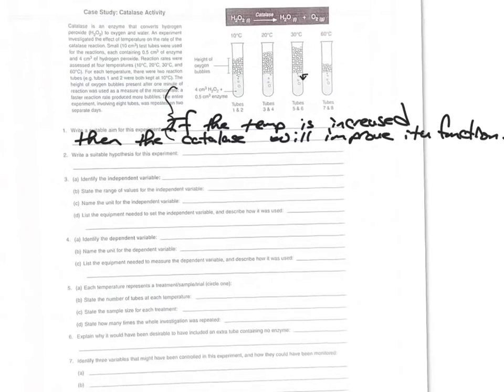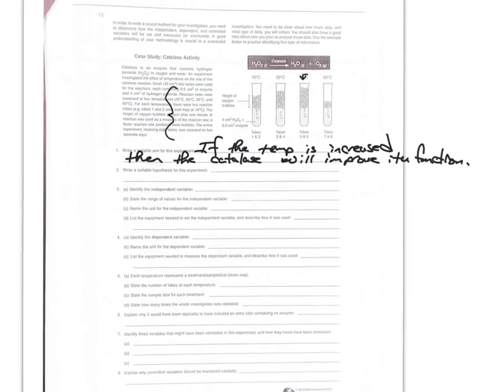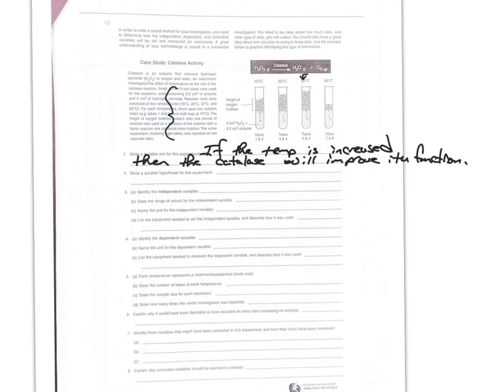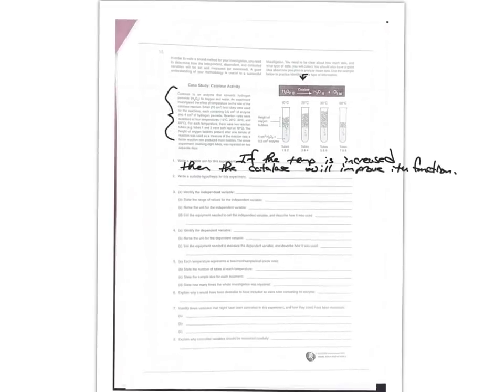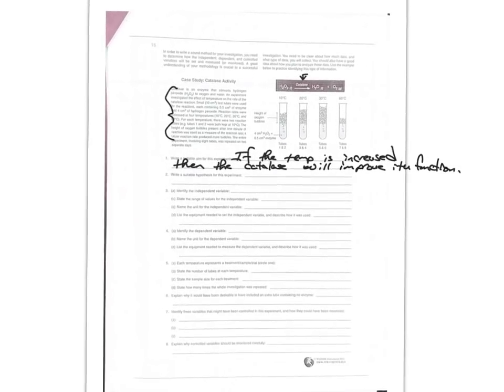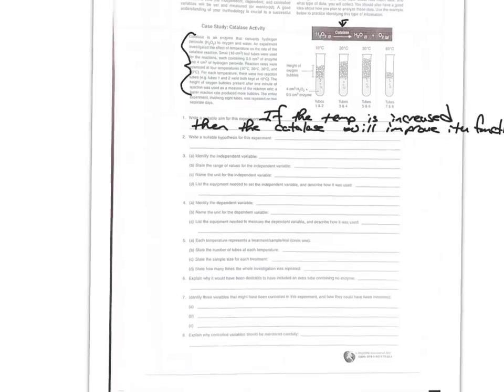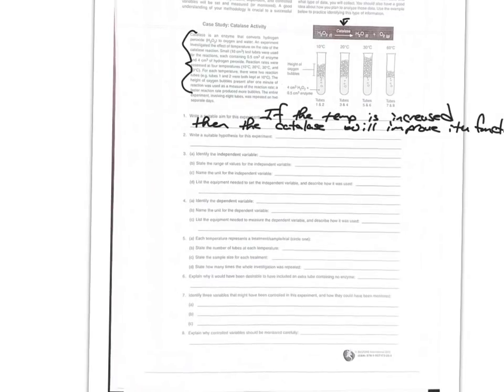Now, of course, at 60 degrees, this particular hypothesis doesn't explain 60 degrees. 60 degrees has to do with the denaturing of the enzyme, but that's something for another day. So let's go on and discuss then this part 2.